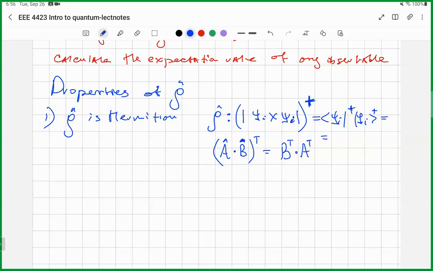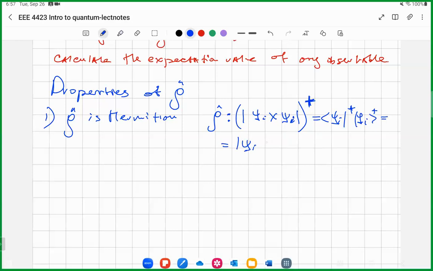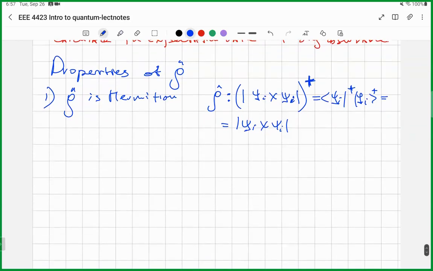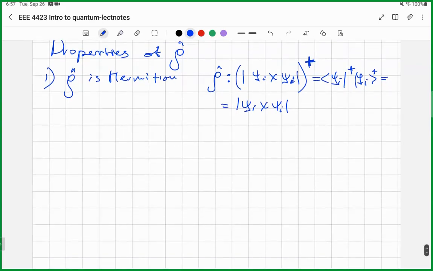And now when you take the Hermitian conjugation of each one, you get psi_i, which is exactly what you started from. So this is the proof that the density operator is a Hermitian operator. Okay, so another property is that the trace of the density operator is equal to 1.